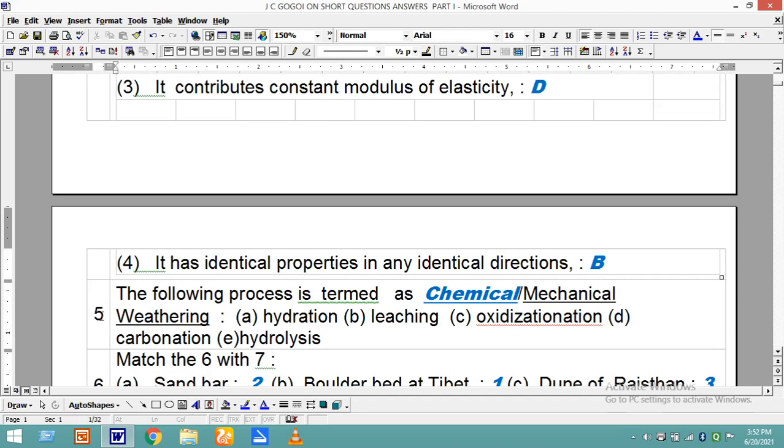Now, question number 5. The following process is termed as chemical or mechanical weathering. The given answers are hydration, releasing, oxidization, carbonation, and hydrolysis. Here, oxidization is wrongly typed. I am really sorry, I could not correct it. So, these processes are chemical weathering processes.